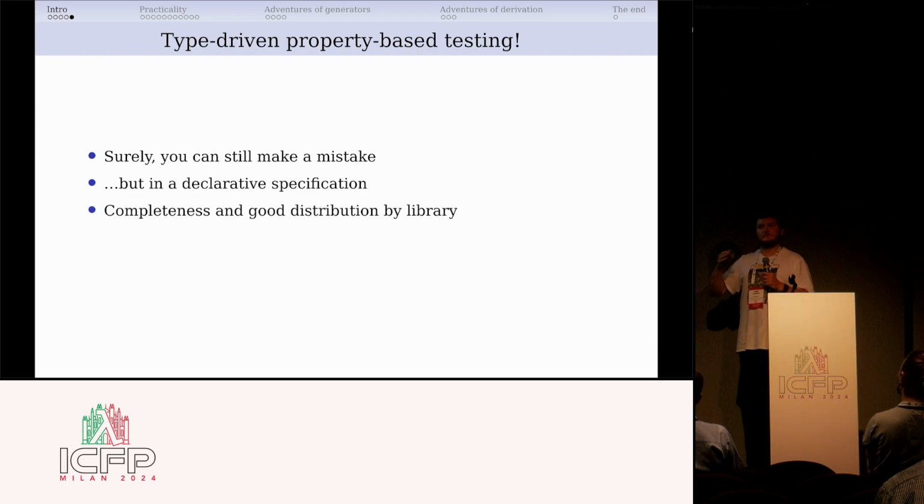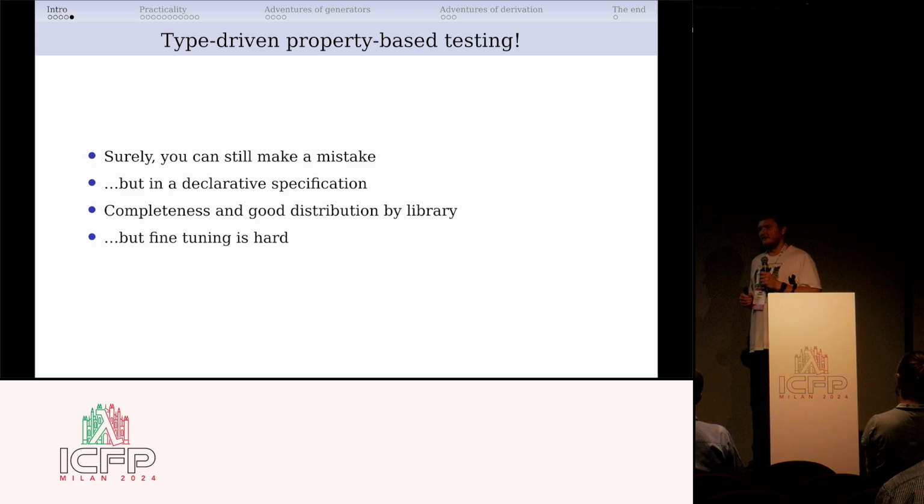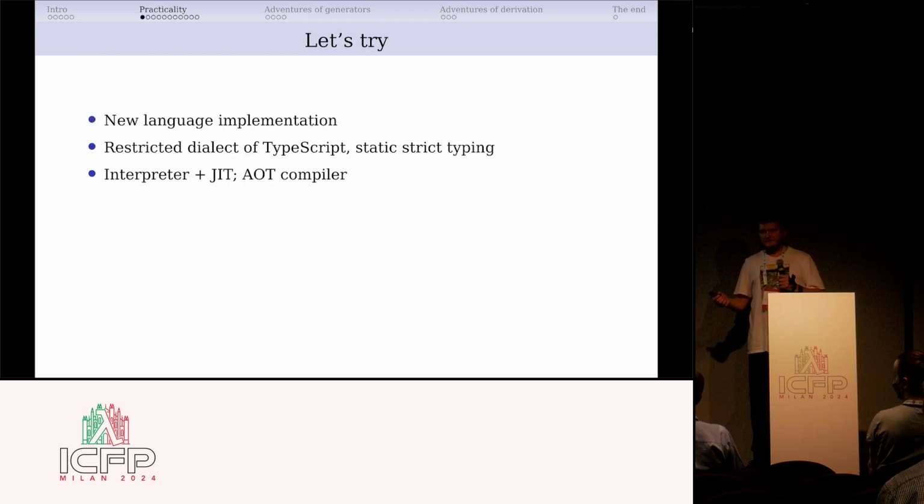A library that derives this generator can provide you completeness and good distribution in some meaning of good, but this approach has its own drawback because you don't have full control of everything at your hands. But it's a cost of the approach. So let's try it.